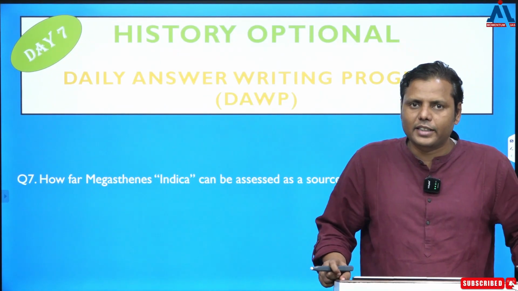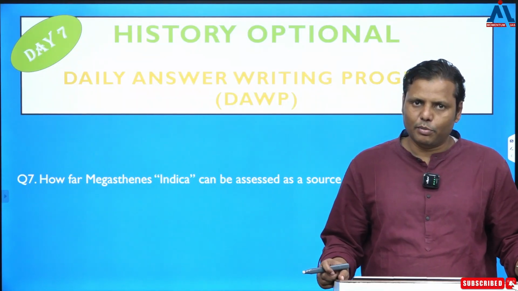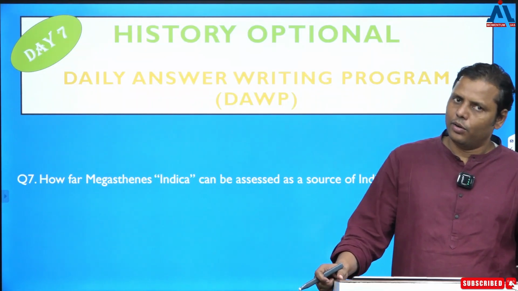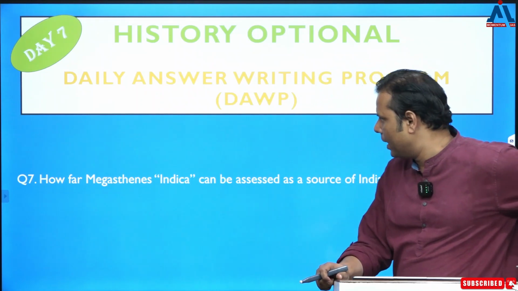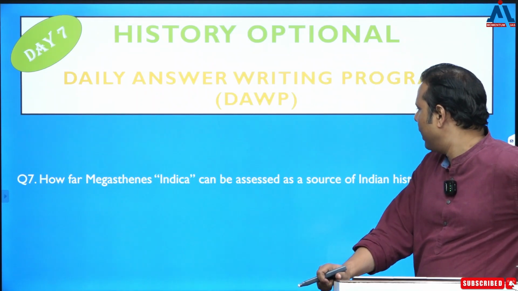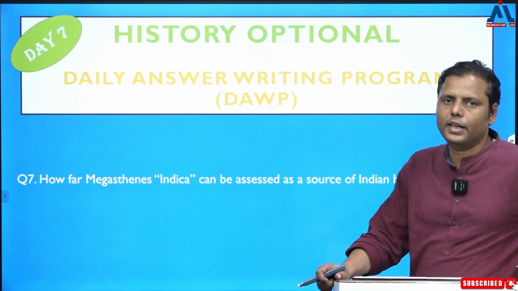So now this is day 7 of the daily answer writing program for history optional. Now let's see what the question of today is. Today's question was: how far can Megasthenes' Indica be accessed as a source of Indian history?